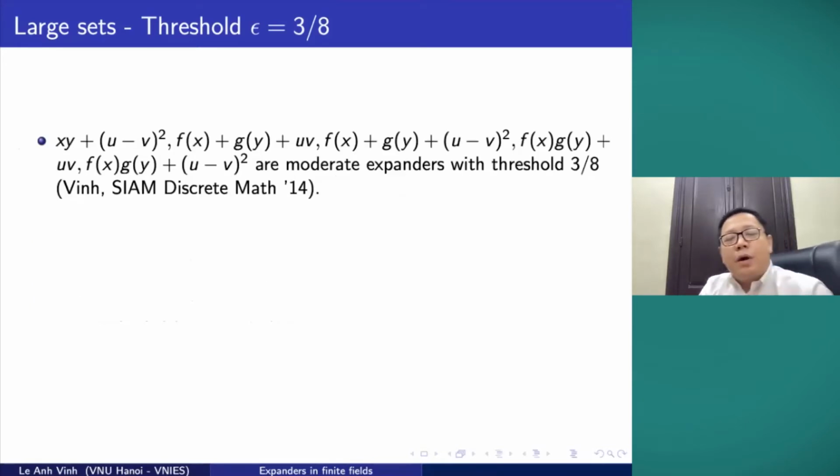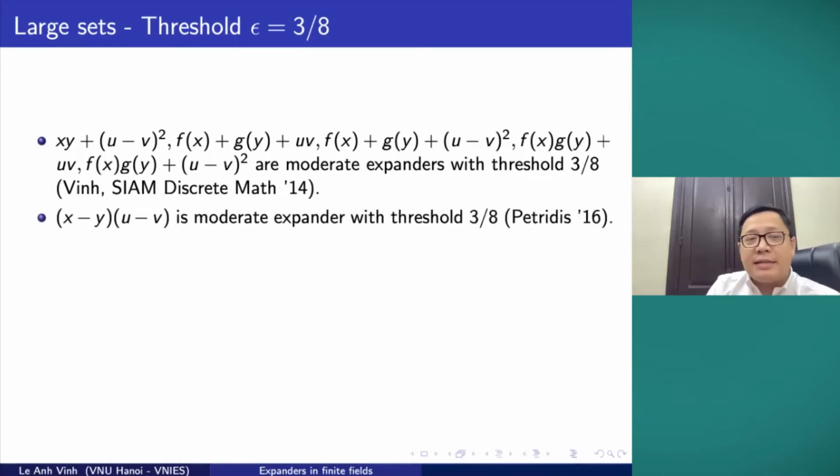The threshold 2/3 is broken to 3/8, but it is only for a 4-variable expander. And it has been proved that several types of polynomials, for example (x-y)^2 + u - v, fx + gy + uv, and so on, are moderate expanders with the threshold 3/8. And it's notable that there are some related expanders with the threshold 3/8.